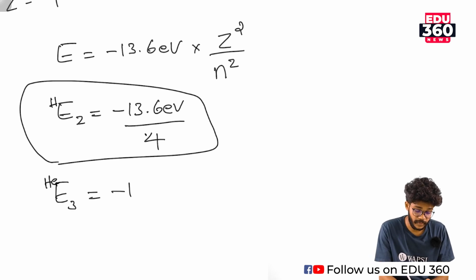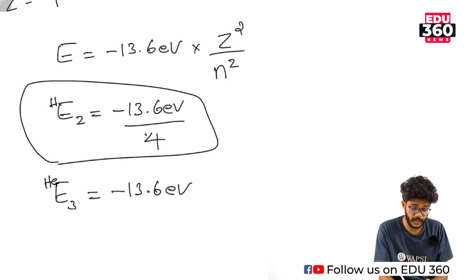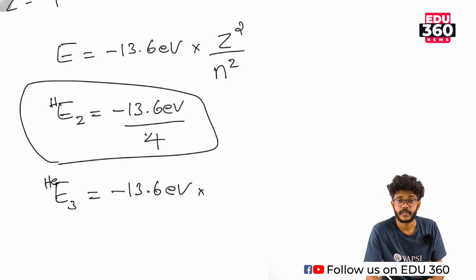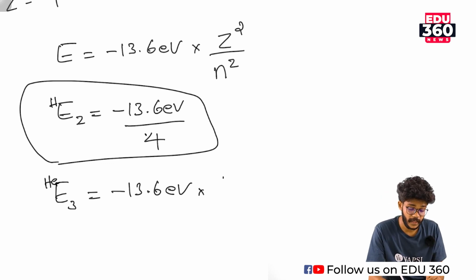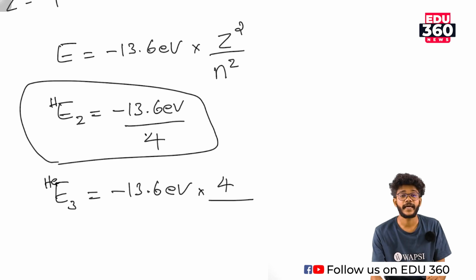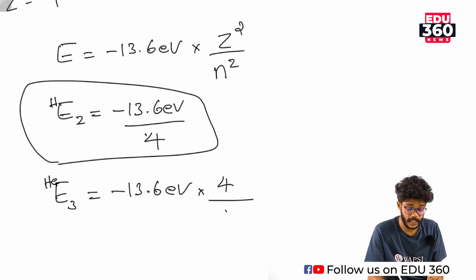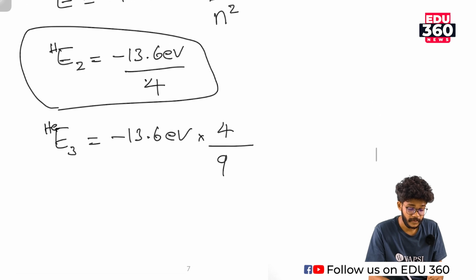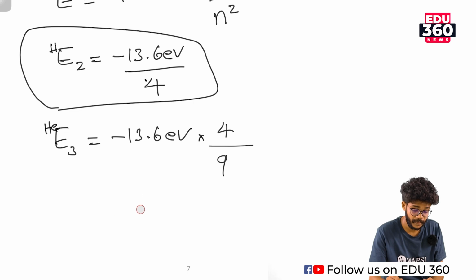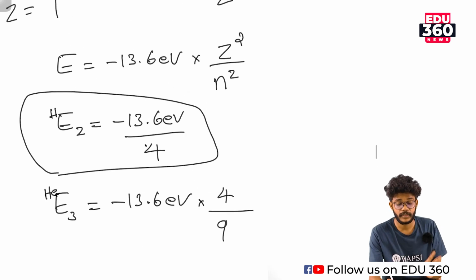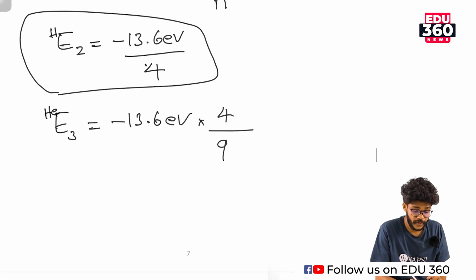So minus 13.6 electron volt into Z is 2, so multiplied by 4 and divided by n square. n is 3, so that is 9. Okay, we can stop it here. So the minus 13.6 into 4 by 9 is E3, the energy of this.